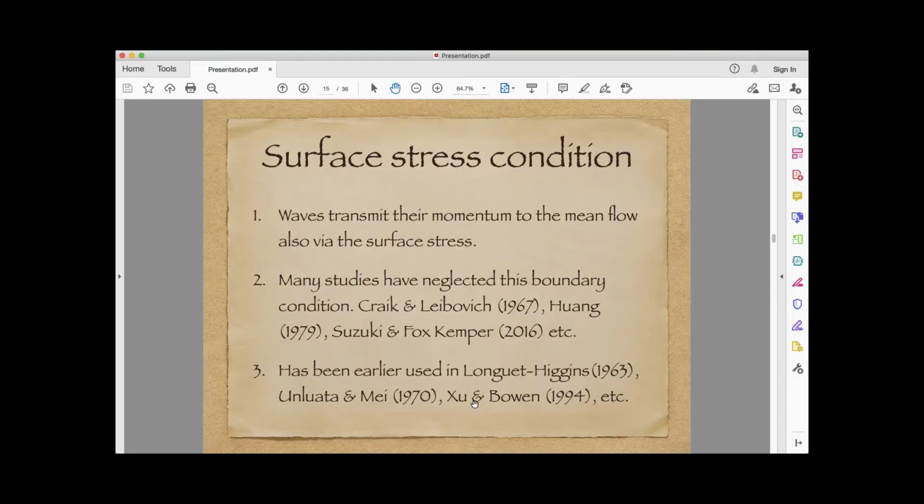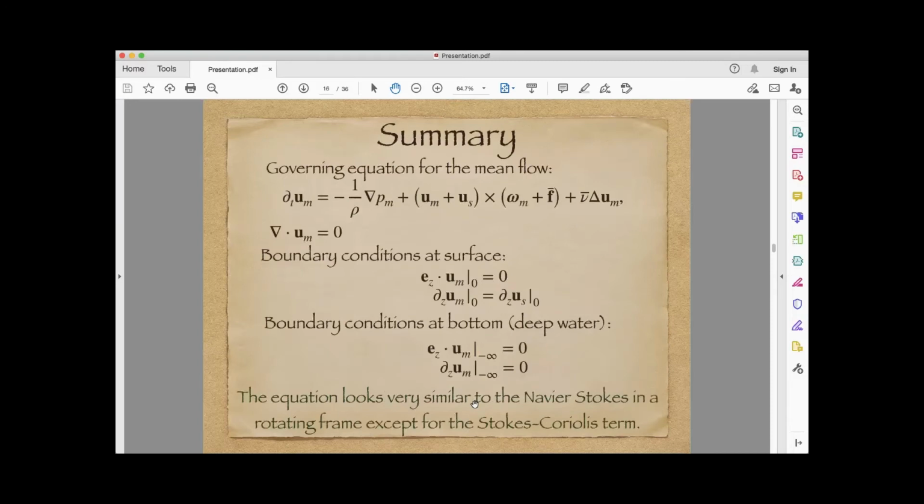So this is the summary of my governing equation. You have a governing equation for the mean flow, and you have the boundary conditions. At the surface, as I said, there's the no penetration boundary condition. You have a stress condition at the boundary z equal to 0. And at the bottom, as I said, it's a deep water limit. The vertical velocity goes to 0. You can either take the velocity going to 0 or the derivative of the velocity, or you can put some stress-free boundary condition. Actually, it doesn't matter if you take the deep water limit. Everything goes to 0.